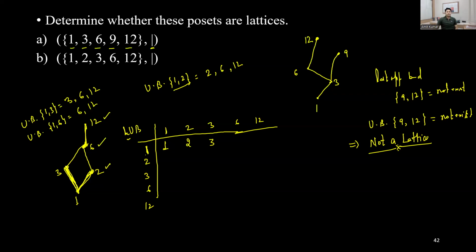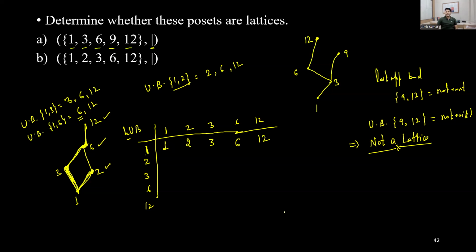6 is the upper bound of 1. Yes, we can arrive from 1 to 6. Can I say 3 is the upper bound of 1 and 6? No. 3 is the upper bound of 1, but 3 is not the upper bound of 6. So 6 and 12 are the upper bounds of 1 and 6. The least one is 6 as per the position in the relation. In the same manner, 1 and 12 is 12.